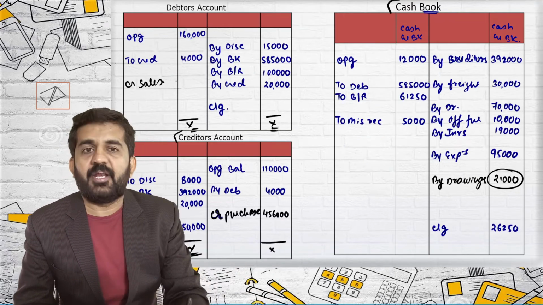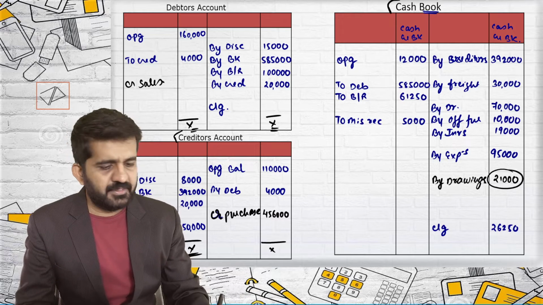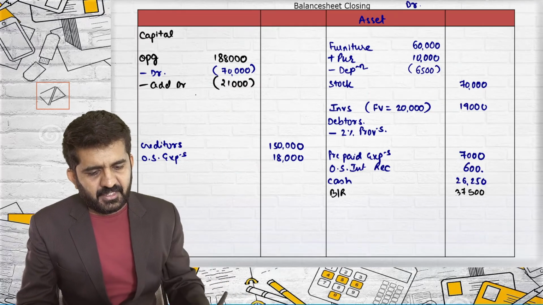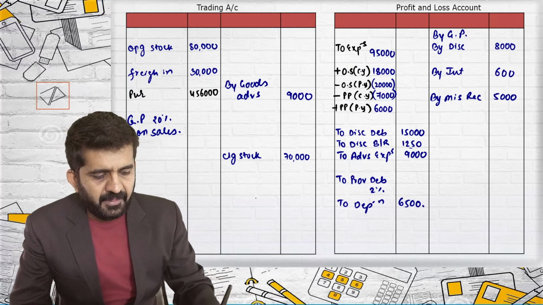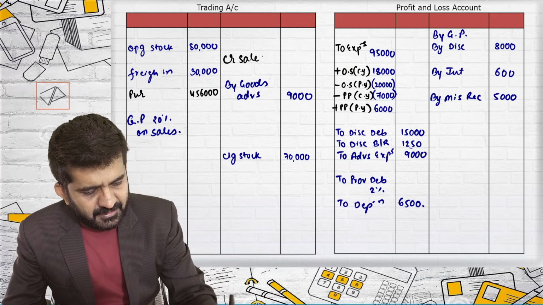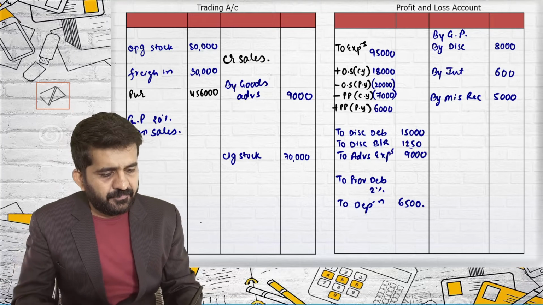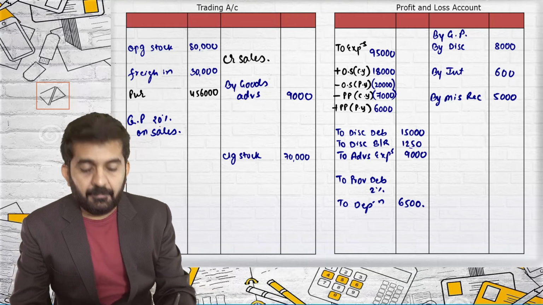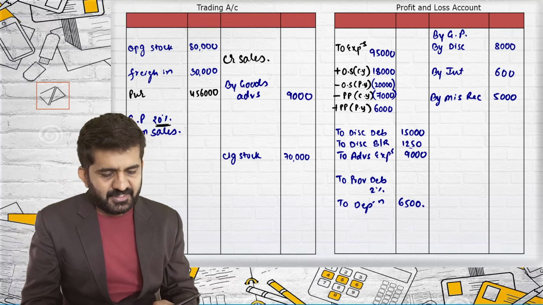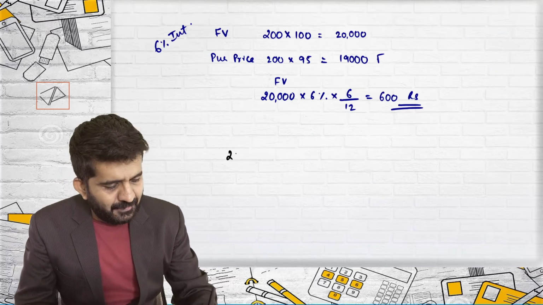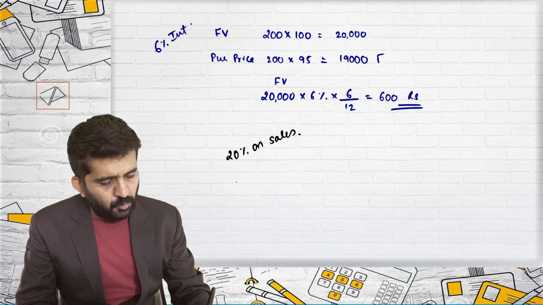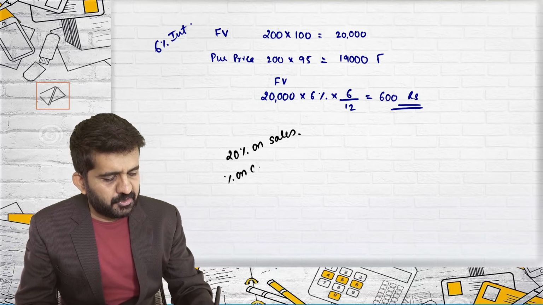Now I don't have credit sales as well as closing debtors. What I'll be doing is for credit sales, I'll be going to the trading account. Now in the trading account, two figures are missing. One is sales, credit sales. I'm assuming there is no cash sales, and GP. But say GP rate is given 20% on sales. 20% on sales is how much percentage on cost?